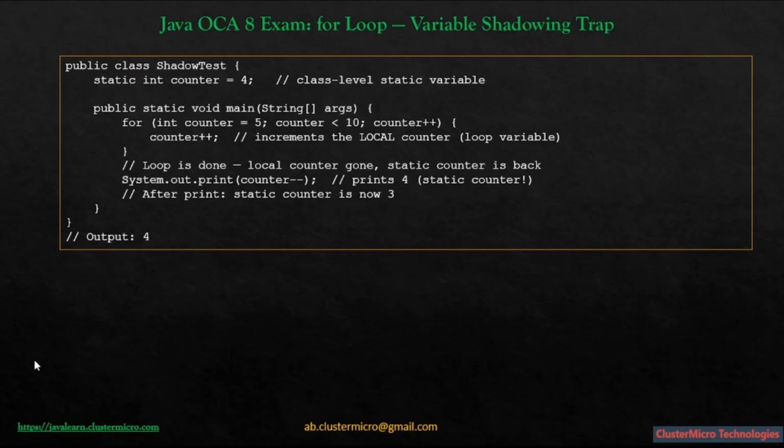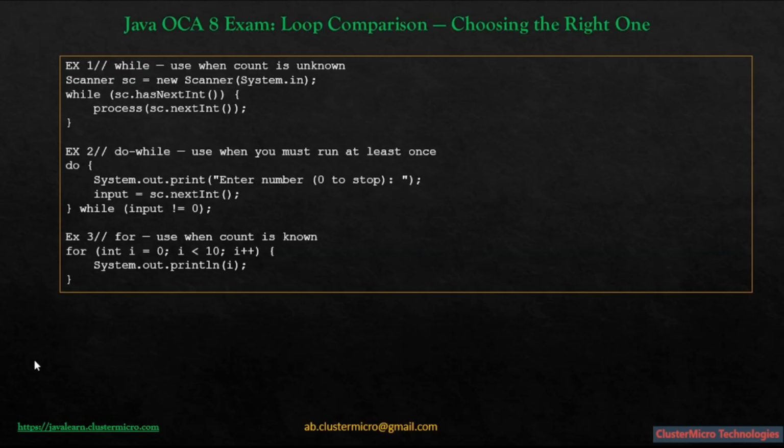Loop comparison: choosing the right one. Choosing between the three loop types is often a design decision, but exam questions may also ask which loop is most appropriate for a given situation. You use a while loop when the number of iterations is not known in advance. The loop continues as long as certain conditions remain true. Use a do while loop when the loop body must execute at least once, because the condition is checked after the first iteration. A common example is prompting a user for input before validating it.